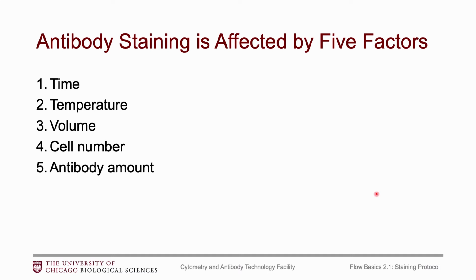If you alter one of these factors between experiments, then you may find that your results are different due to the staining protocol that you altered and not due to any biologic results. So it's really important to keep in mind all of these factors that can alter your staining and keep them as consistent as possible.